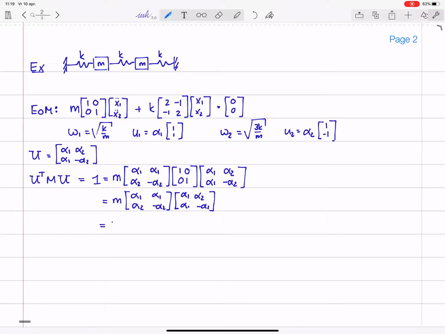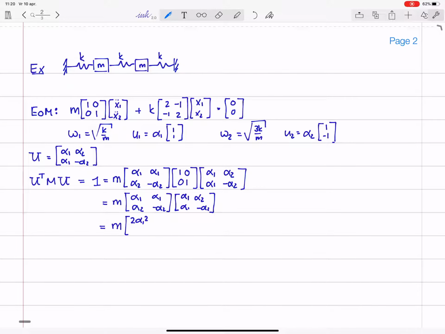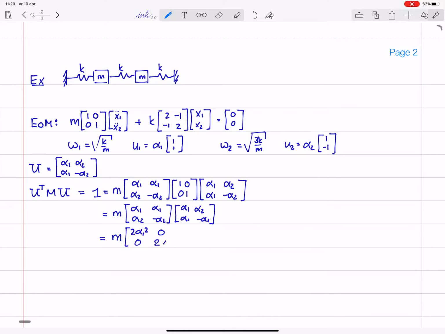Now I have to execute this multiplication. So alpha 1 times alpha 1 becomes alpha 1 squared, and we get 2 alpha 1 squared. Then for the second entry we have alpha 1 times alpha 2 plus alpha 1 times minus alpha 2, so that is 0. Alpha 2 times alpha 1 minus alpha 2 times alpha 1 is also 0. And we have alpha 2 squared minus alpha 2 times minus alpha 2, so we have 2 alpha 2 squared as well. So we indeed see that this is diagonal.